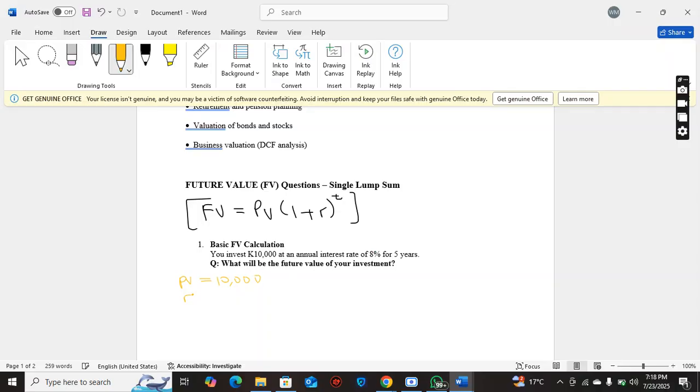Our rate R is going to be 8%. Convert it into a decimal, so that's going to be 0.08. Our time T is going to be 5 years. Now we want to find our future value. So we just put our formula here. Future value equals the present value, 10,000, open brackets, 1 plus R, this 8%, so put 0.08, to the power 5.